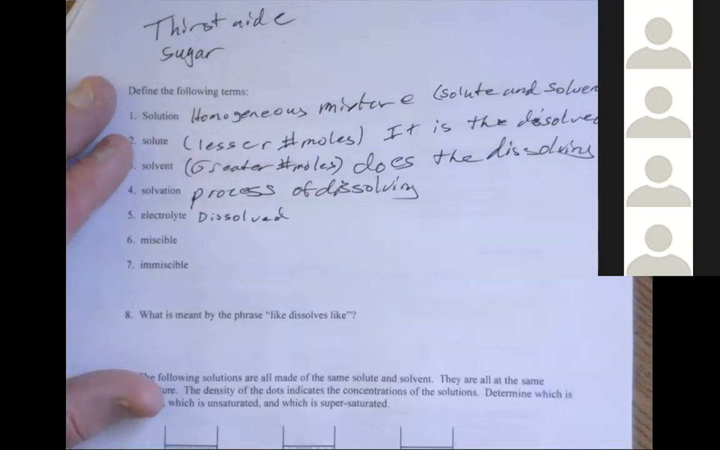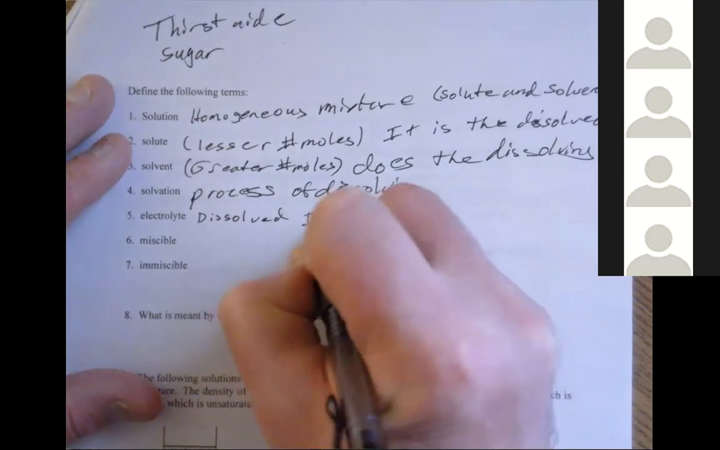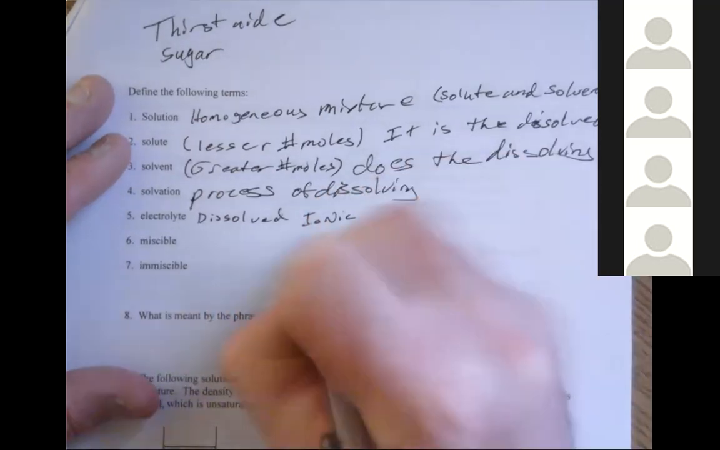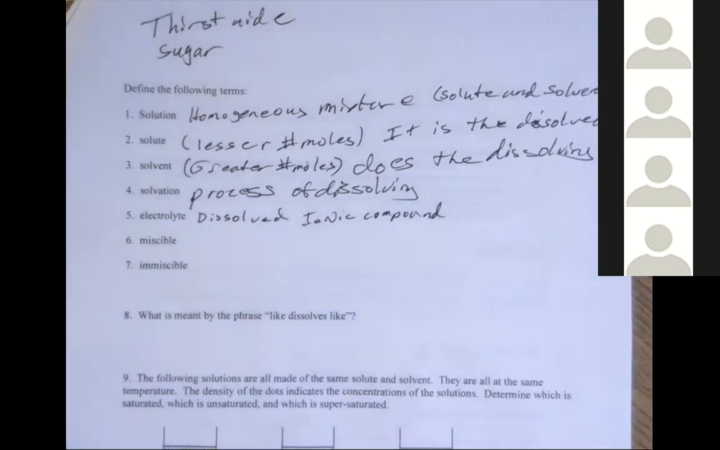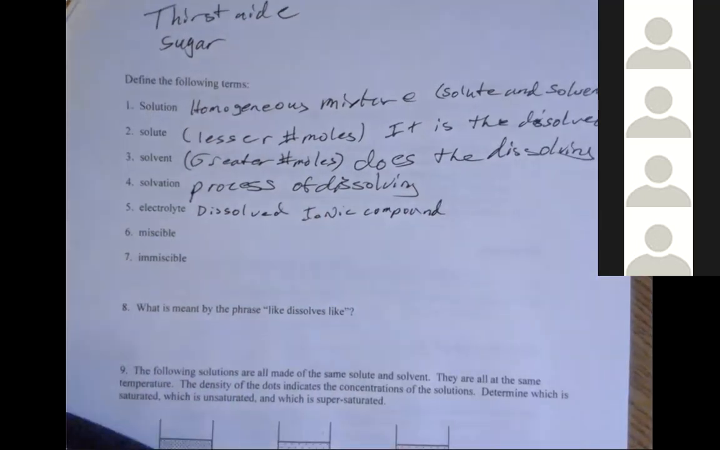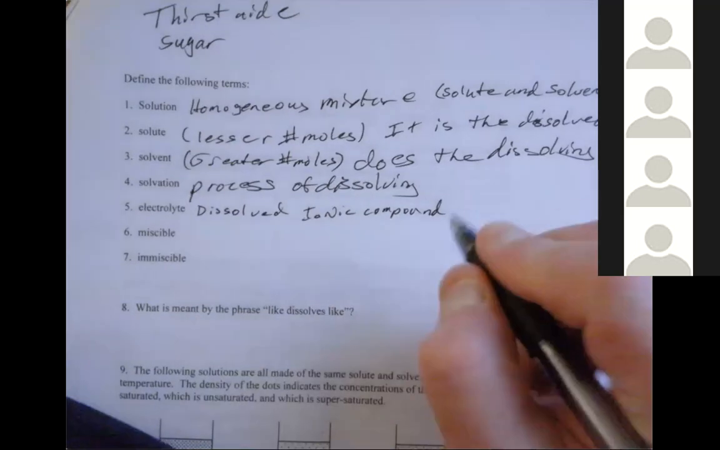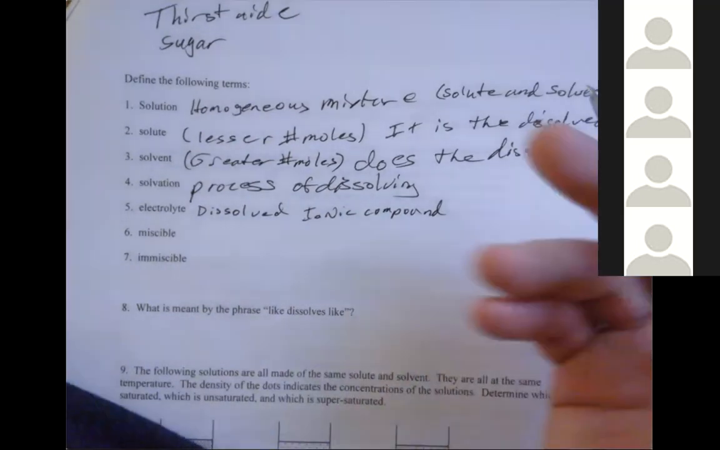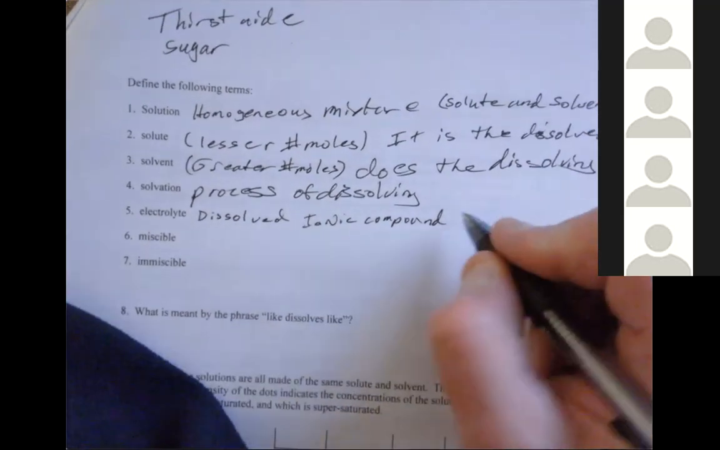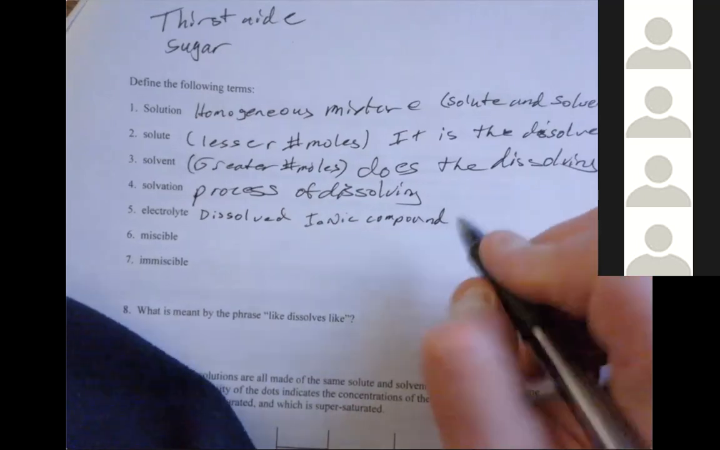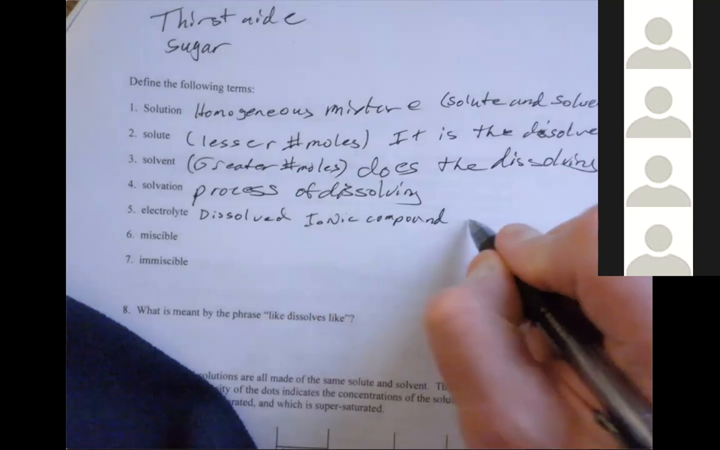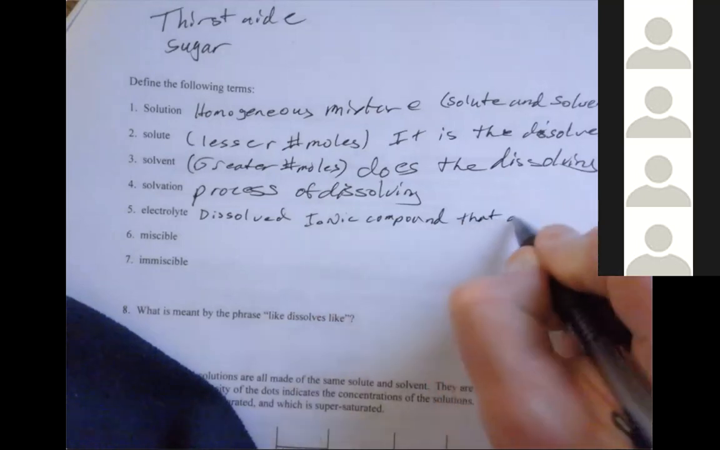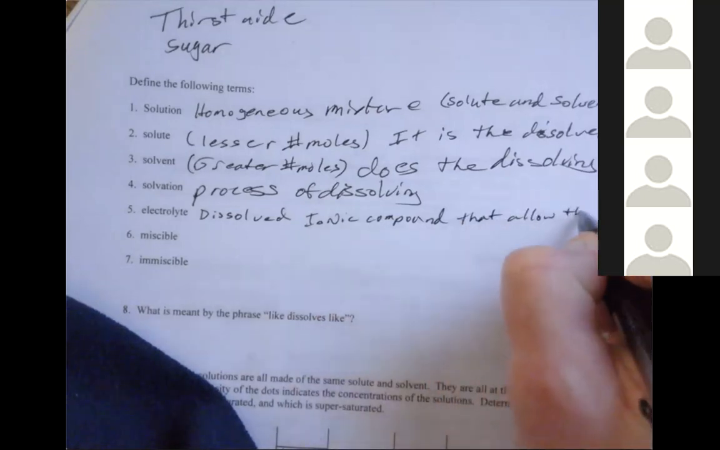Dissolved ionic compounds. Ionic compounds are salts. Our body uses certain ionic compounds that we have come to say is salt. The main one is sodium chloride. Another one is potassium. Our body also needs potassium. So electrolytes are dissolved ionic compounds that then allow the solution to conduct electricity.